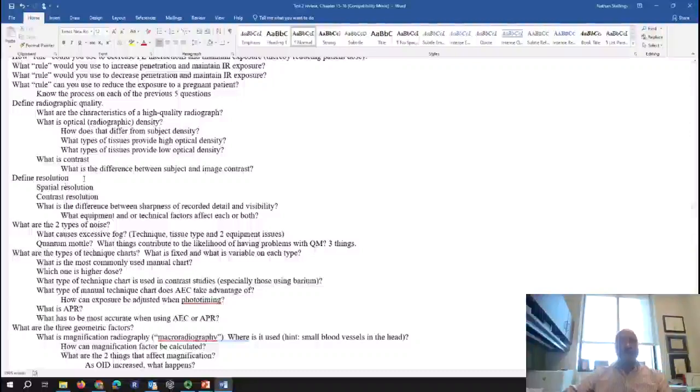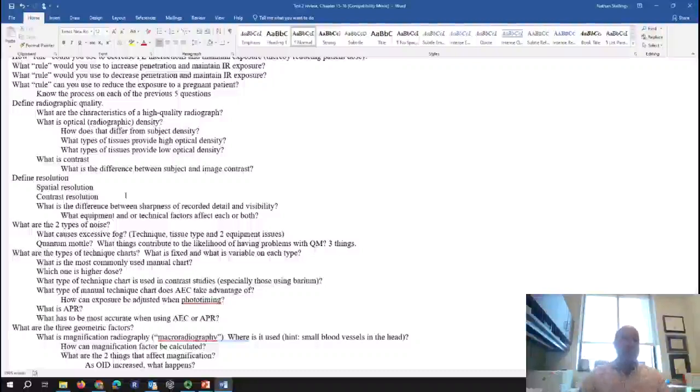Resolution, we talked just a little bit about this earlier. We have spatial resolution, we have contrast resolution, sharpness of recorded detail. Contrast resolution would be analogous to visibility of recorded detail. So spatial resolution has to do with the lines. So most of the time in resolution, if you have no quantifier before resolution, you have to assume that we're talking about sharpness of recorded detail.